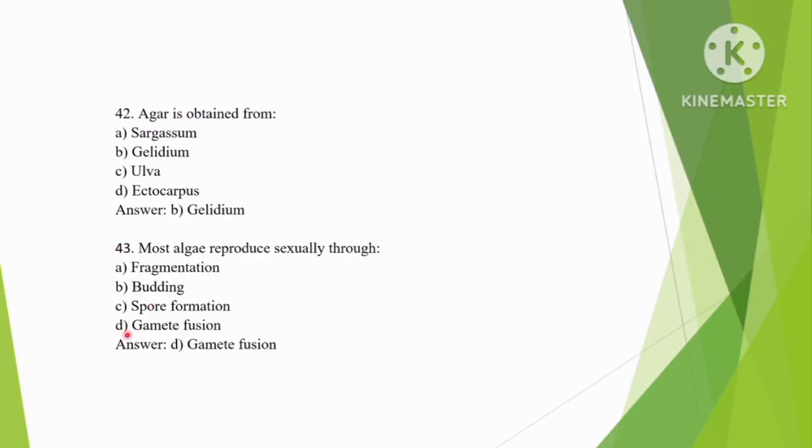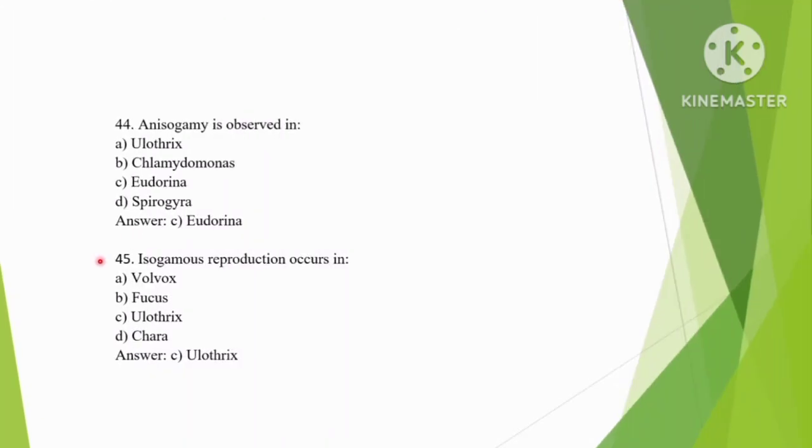Most algae reproduce sexually through gamete fusion. You all know that algae show isogamy, anisogamy, and oogamy. These are all based on gamete fusion. Isogamy means gametes are of the same size, and in anisogamy they are of different size. Oogamy, we will discuss later. In oogamy, there will be one large female gamete and a small male gamete.